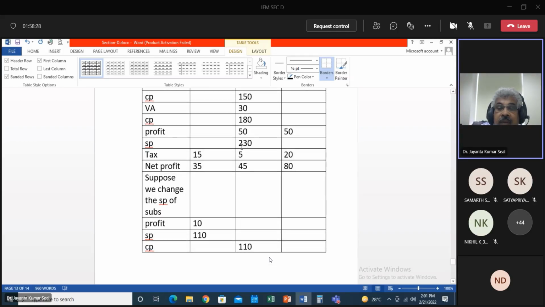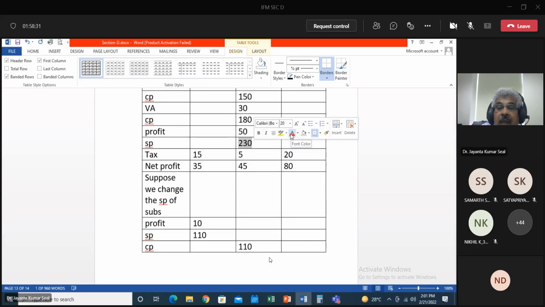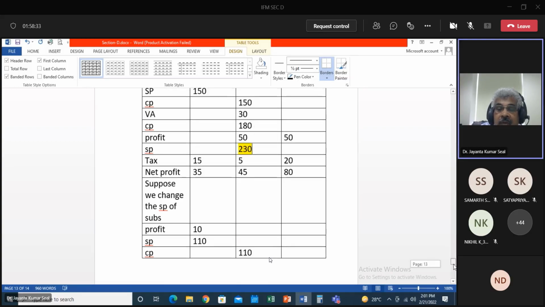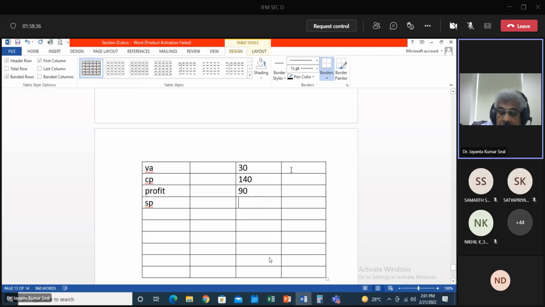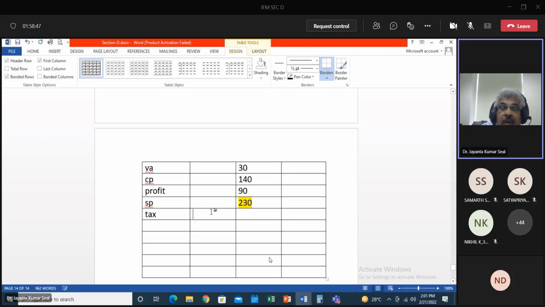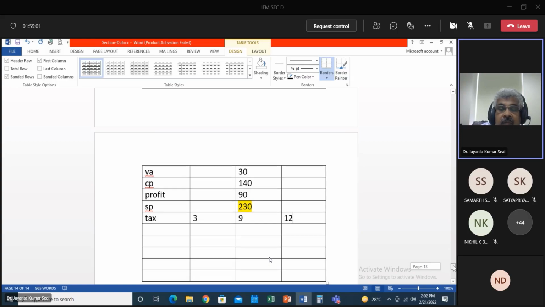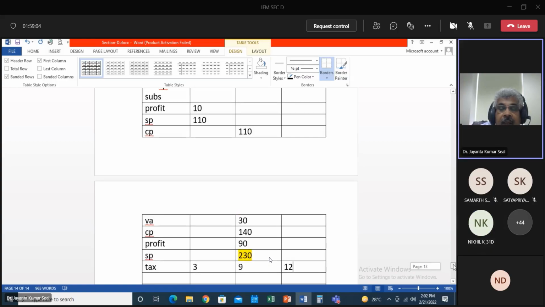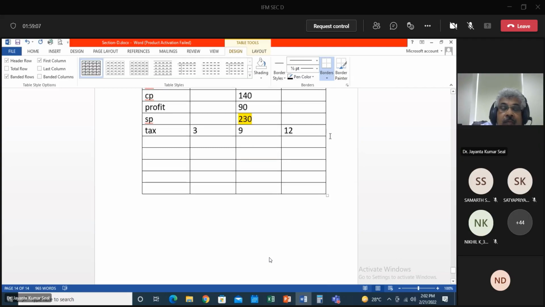See, selling price was 230. Okay. So I'll continue to make the same selling price, 230. So tax: here I made a profit of 10 rupees, so 30% of that is 3 rupees. Here I made a profit of 90 rupees, so 10% of that is 9 rupees. So total tax 12. Earlier my total tax was 20. So got it?